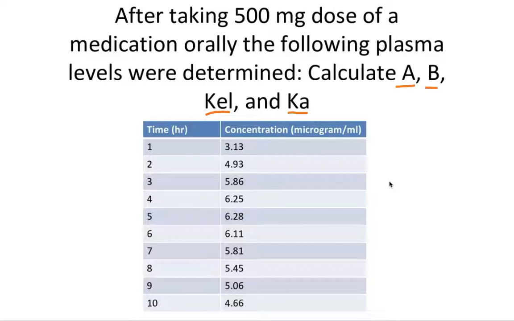KEL is similar to beta that we calculated in a two-compartment model. So these Greek letters can also be used to represent the rate constants: beta for KEL and alpha for Ka, which is the absorption rate constant. So the method that we use for this is the method of residuals.